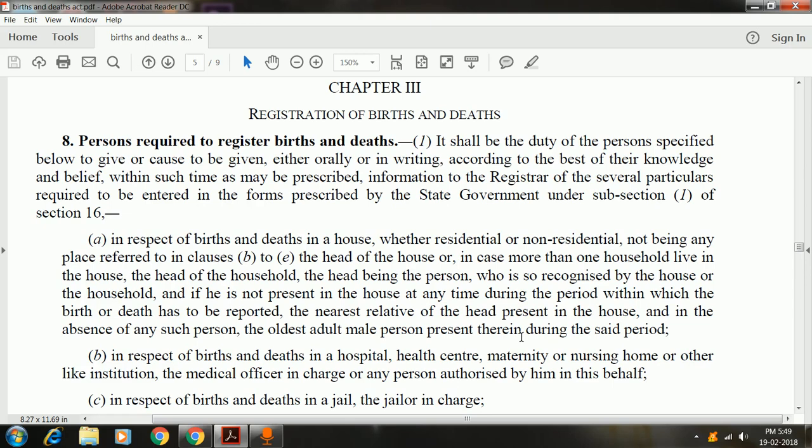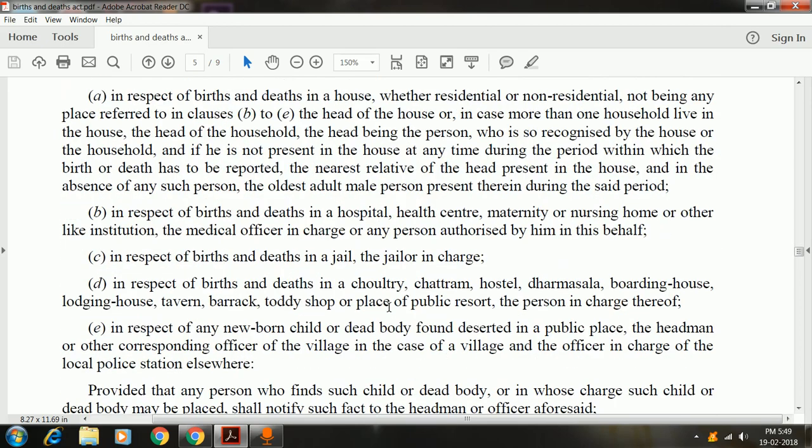the head of the family, or in the absence of the head of the family, the nearest relative of the head of the family present in the house, and in the absence of such person, the oldest adult male person present therein. So therefore, a female adult is not given the power or the authority to report births or deaths, but it is generally the adult male person that is given the authority to report.